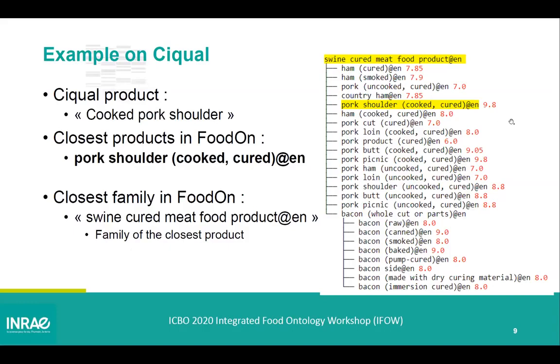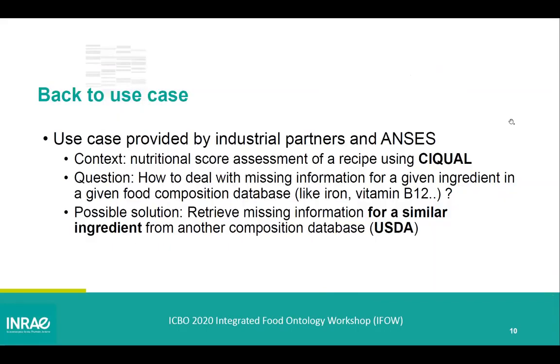Now I'm coming back to the use case. I said that what we want to do is to be able to replace missing information for a given ingredient, reusing information which is available in another database for a similar ingredient. Before, we did this work for SQL and USDA.